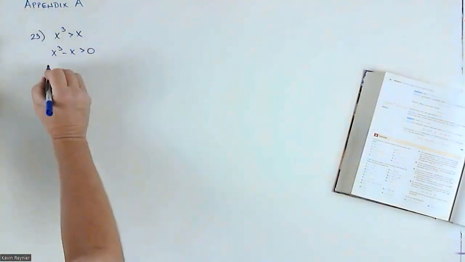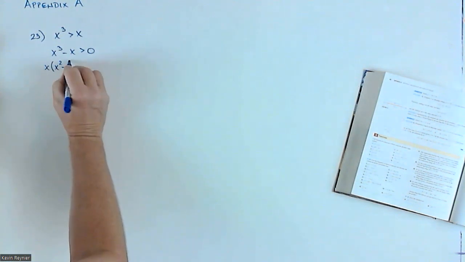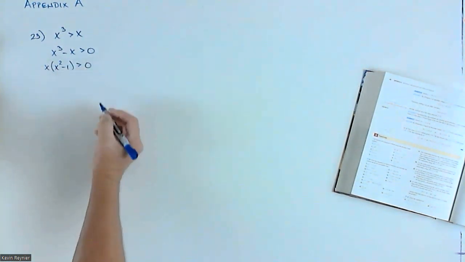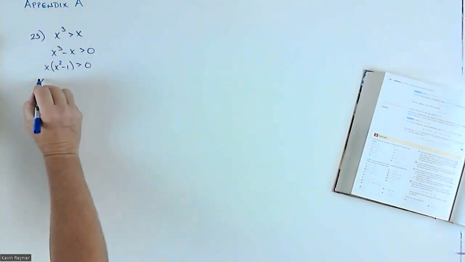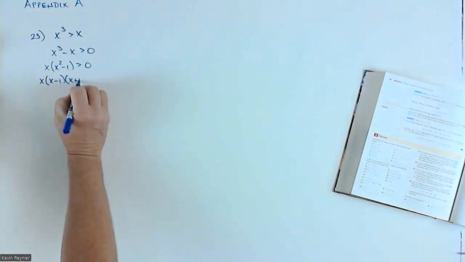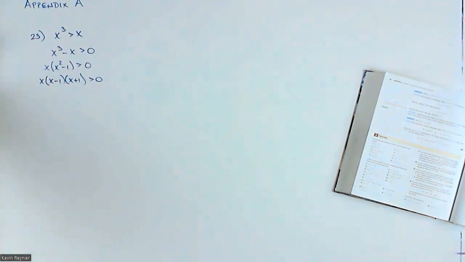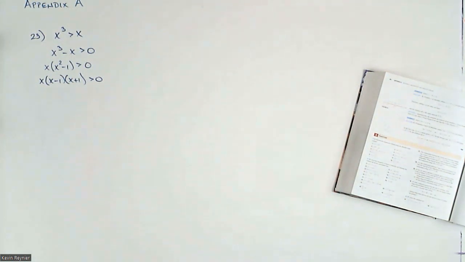We want to rewrite this, factor out an x. We get x times x squared minus 1 is greater than 0. That's, right, a difference of two squares. That gives us x times x minus 1 times x plus 1, greater than 0. And off we go to our number line approach. We don't want to use inequalities. Remember the first thing I did on problem number 17? We don't want to do that.